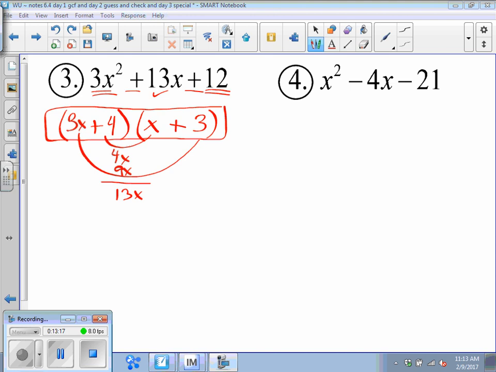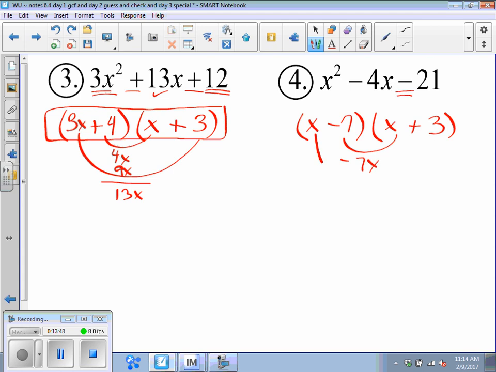Okay, y'all work number 4. This means different signs. So one has to be plus and one has to be minus. So how do I get a negative 21? You could do negative 7 times positive 3, or positive 7 times negative 3. When I combine them, it has to equal a negative. So I want the larger number to be negative, right? So minus 7 plus 3. This gives me negative 7x. This gives me positive 3x. Together, that gives me negative 4x.